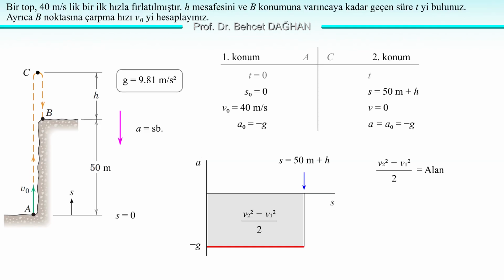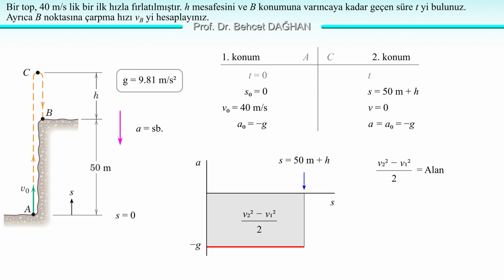We know that the acceleration is constant. Therefore the acceleration doesn't change as the position changes. It remains constant. We also see that the acceleration is negative. If we choose the upper side as positive, the acceleration is equal to minus g. The graph looks like this. It's a horizontal line passing through the minus g position, below the s-axis. The area under this graph gives v2 squared minus v1 squared, divided by 2.